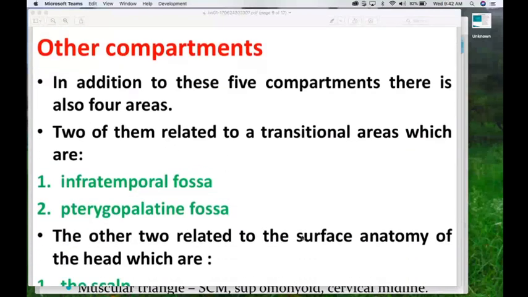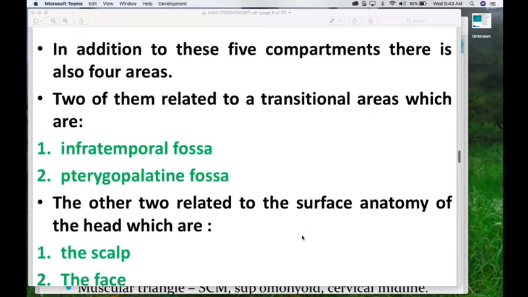So the other components are important. In addition to these five components, there are four areas. Two of them are related to transitional areas, which are the infratemporal fossa and pterygopalatine fossa. These two are very important. Infratemporal fossa and pterygopalatine fossa.